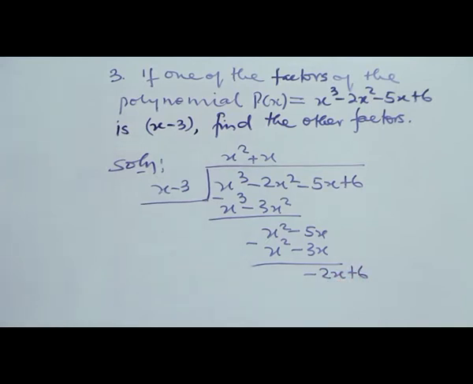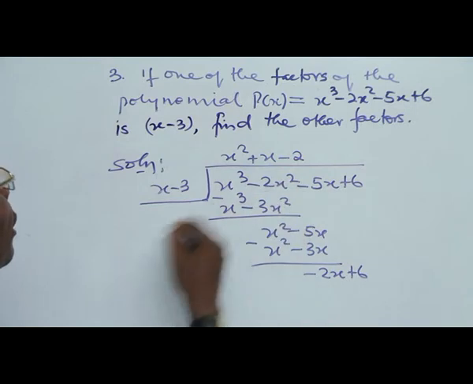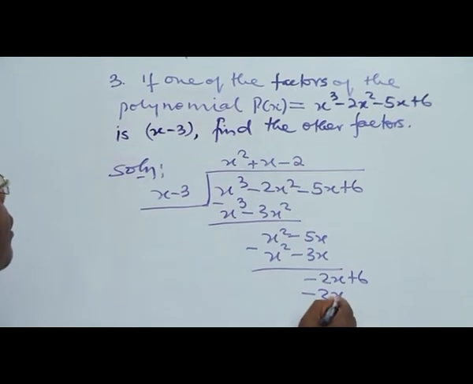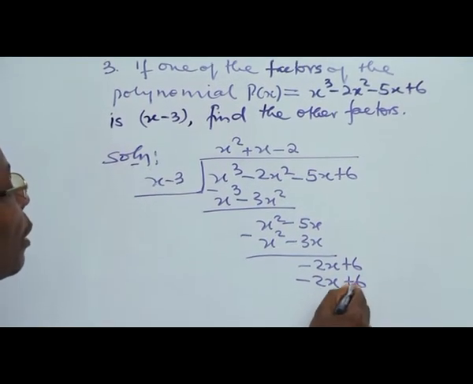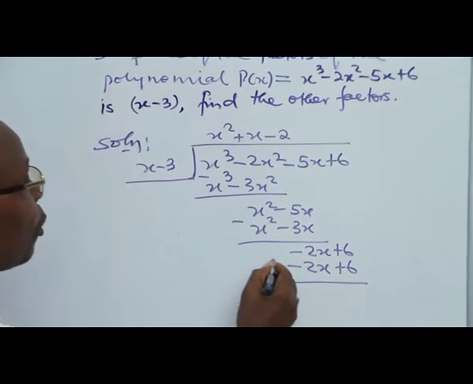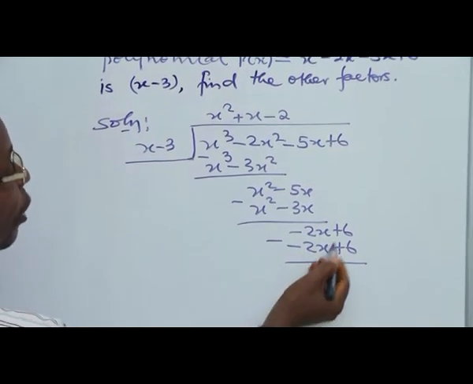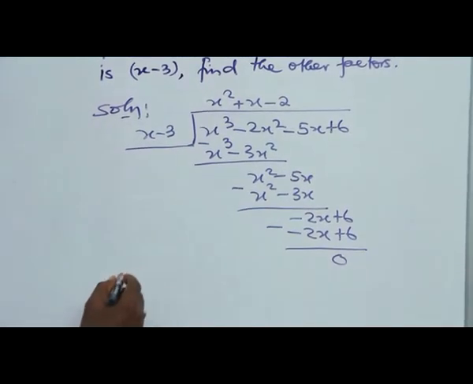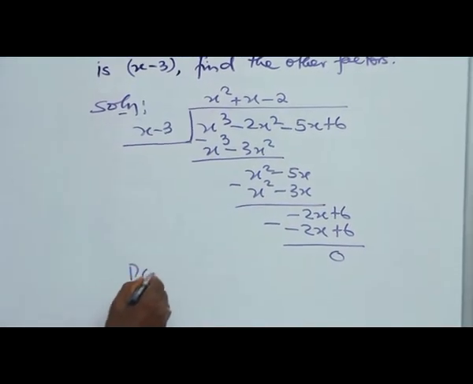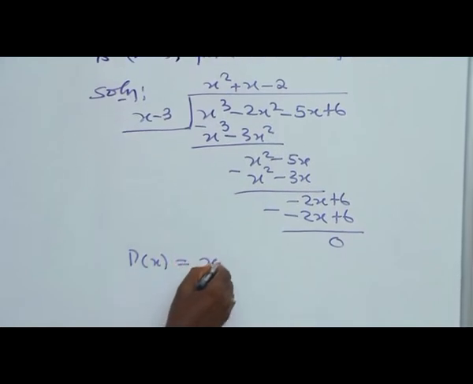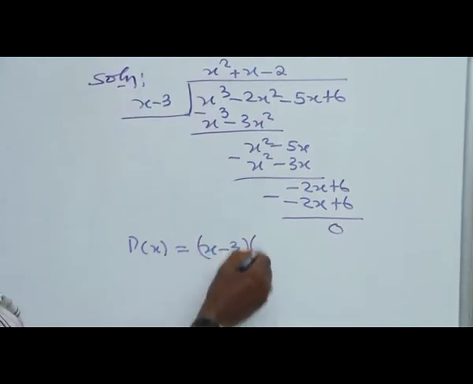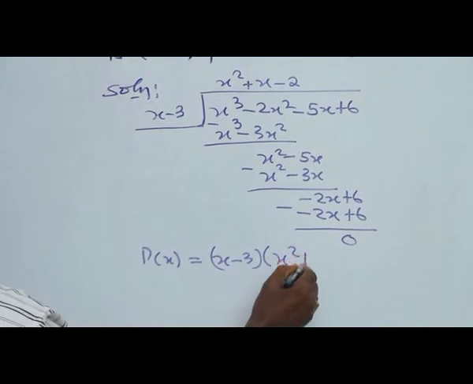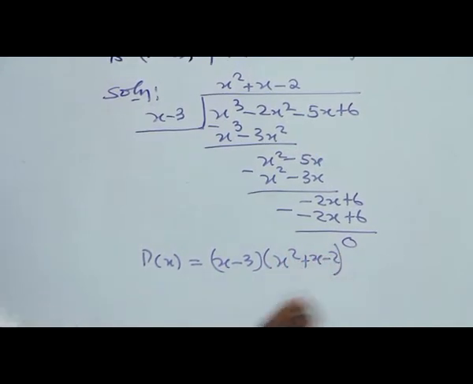Divide minus 2s by s to give you minus 2. Now multiply out is minus 2s, and that is going to be plus 6. Now at the end, you subtract again. This will be 0, this will be 0. So, we now have our polynomial P(s) is actually equal to s minus 3 times what we have there, s squared plus s minus 2.